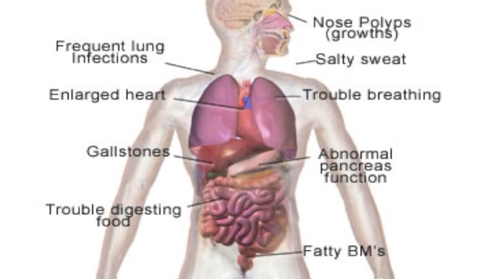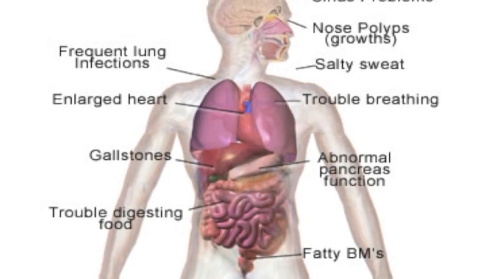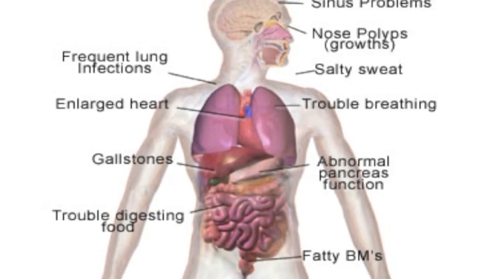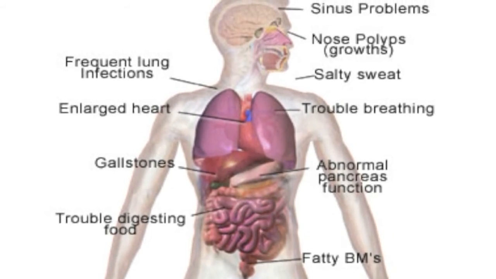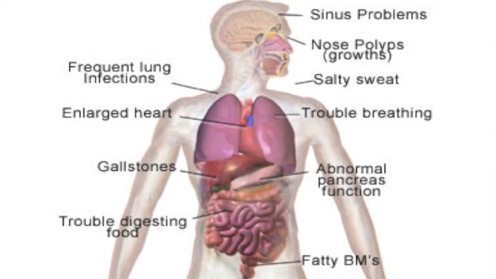This picture shows some of the common health problems that come along with cystic fibrosis, which include sinus problems, frequent lung infections, salty sweat, enlarged heart, trouble breathing, abnormal pancreas function, and trouble digesting food.